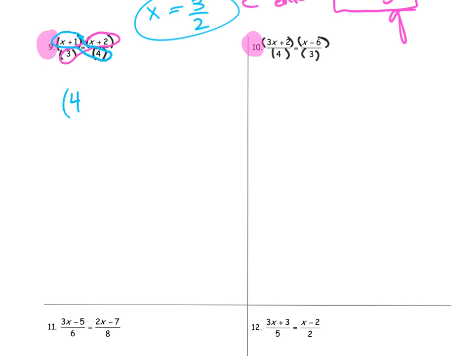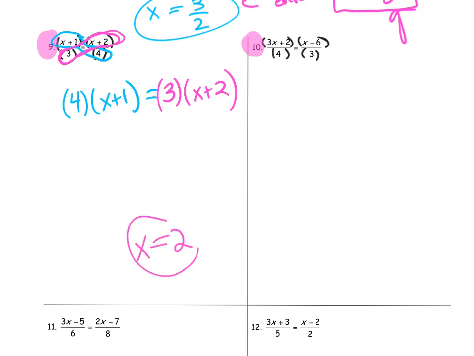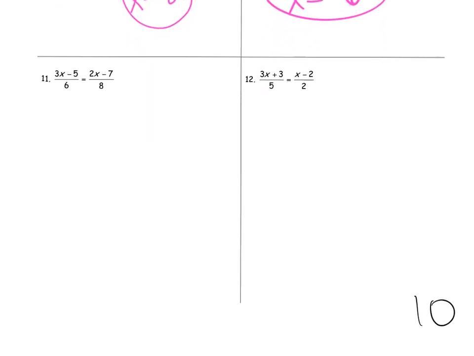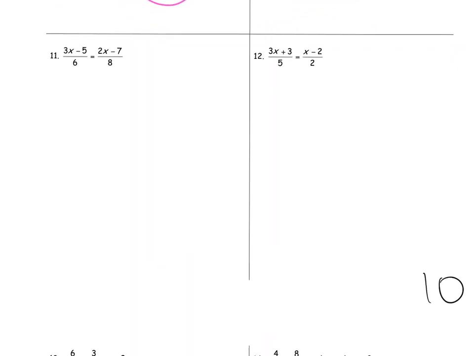So we have our 4 in parentheses times x plus 1 equals, again, notice the color coding of what's getting multiplied with what, of 3 times x plus 2. You guys will solve this, and your final answer is x equals 2. Again, for question 10, your final answer is x equals -6, so I'm not going to do the setup. I want you to do that one on your own. Okay, let's do 11 and 12 together.